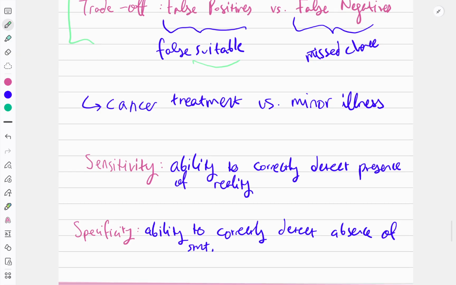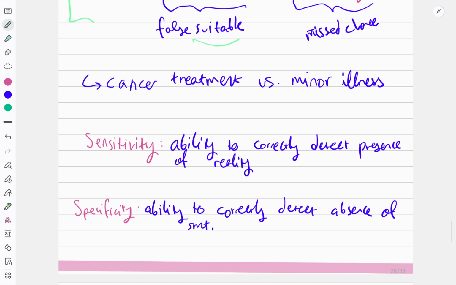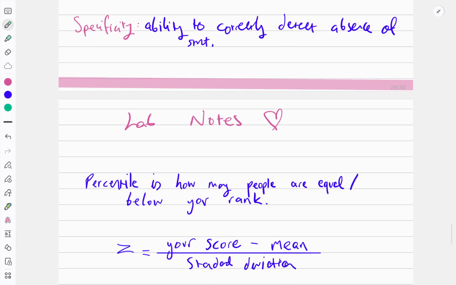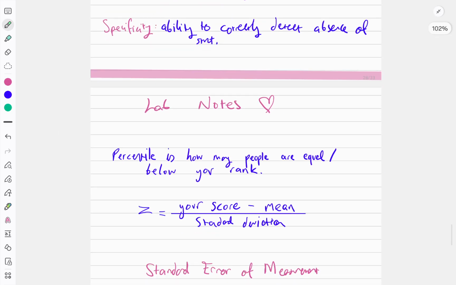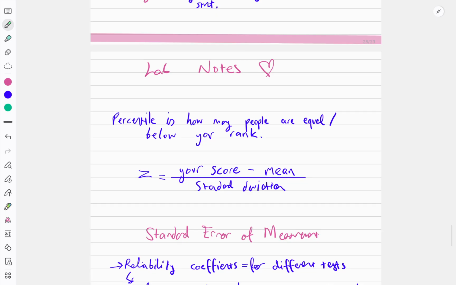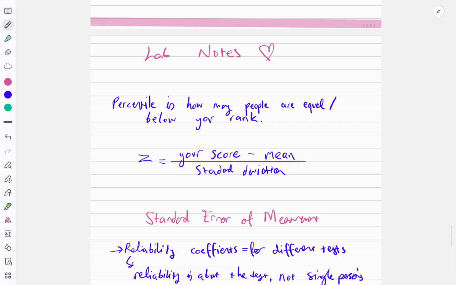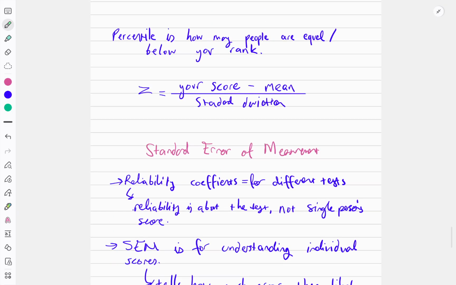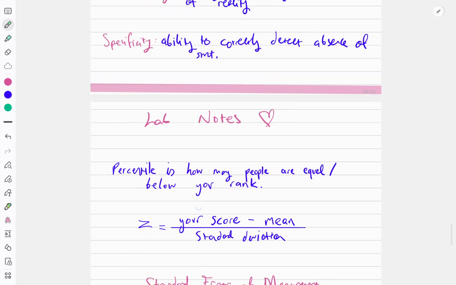So sensitivity is the ability to correctly detect the presence of reality, like how sensitive we are to detecting something that is there. And specificity is the ability to correctly detect the absence of something. And then I have some lab notes. These notes include all of these four chapters we have talked about, and I think these are important, so we can go through them right now. I think there are only four slides.